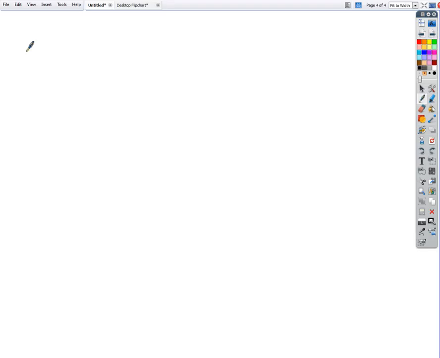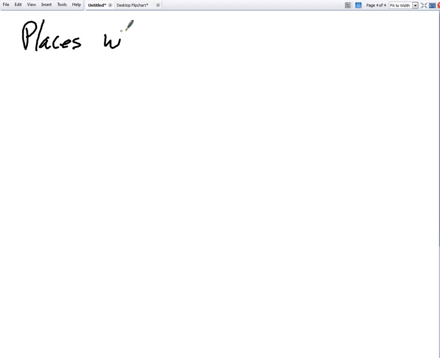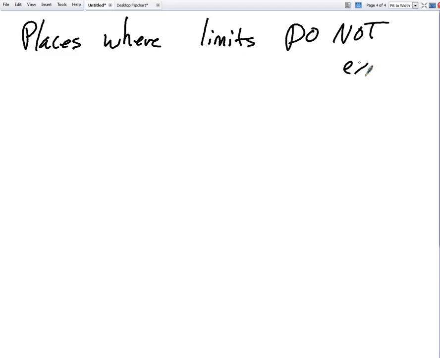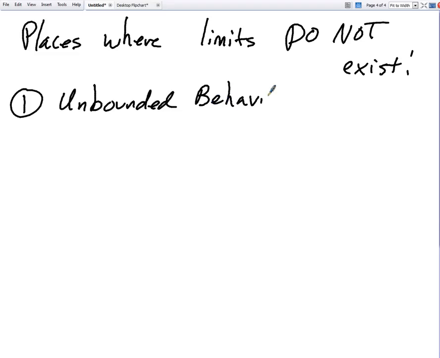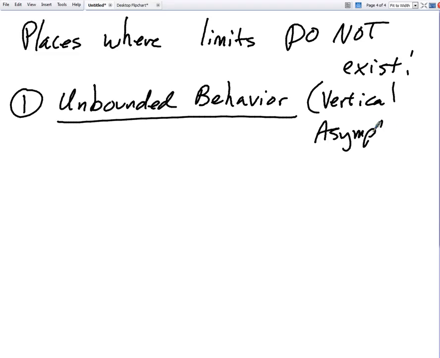So let's title this Places Where Limits Do Not Exist. And one is going to be a vertical asymptote. I think in the book they call it infinite behavior. What do they call it here? Unbounded behavior. Okay, which just means vertical asymptote. Okay, let's look at an example.